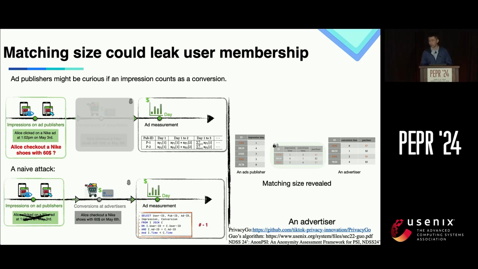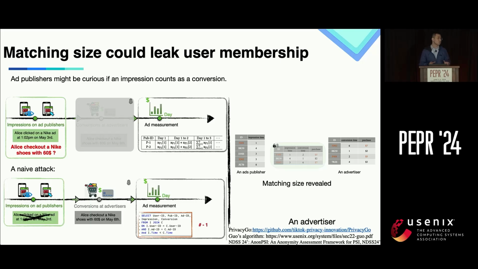For example, considering the ads publisher side, they have a user's impression data. They know that, for example, Alice clicked on ads for Nike shoes at some time like 1 p.m. May 3rd. But the ad publisher is very curious whether Alice has a conversion on the advertiser side, because with this information, they have the label of this event, and they can leverage this label data to train their advertising models and some other applications.